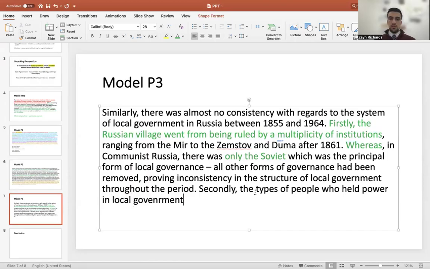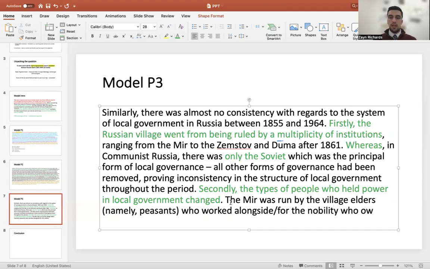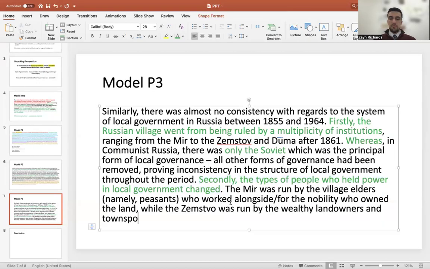Local government changed. So here, this is my second point of synthesis, so I'll highlight it accordingly. I'm then going to start talking about who holds power in the Mir and so on. I'm going to talk about the fact that the Mir was run by the village elders, namely peasants who worked alongside or for the nobility, who owned the land, while the Zemstvo was run by the wealthy landowners and townspeople.